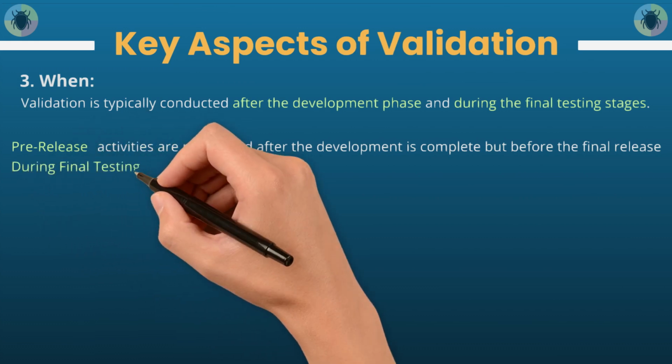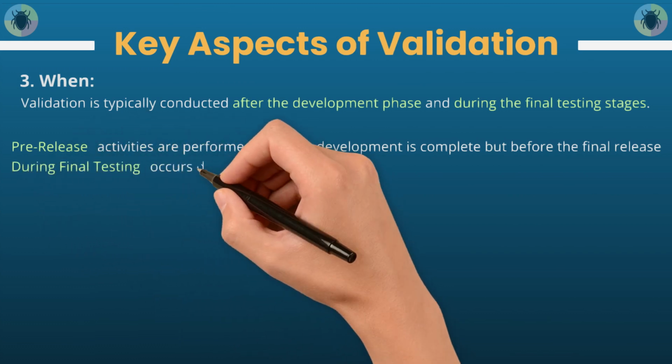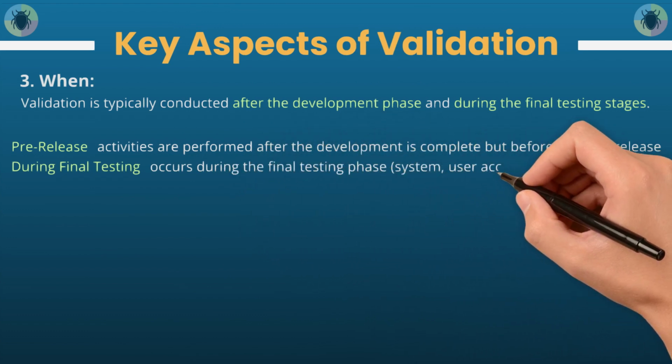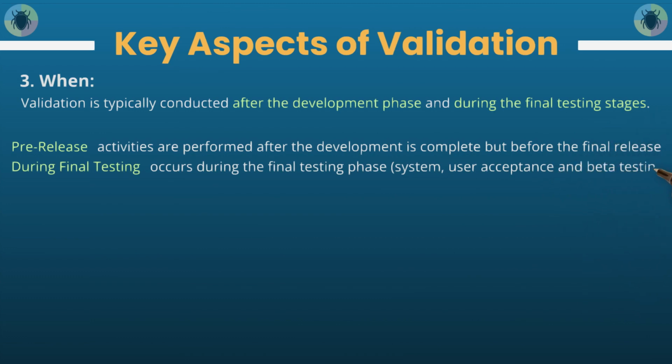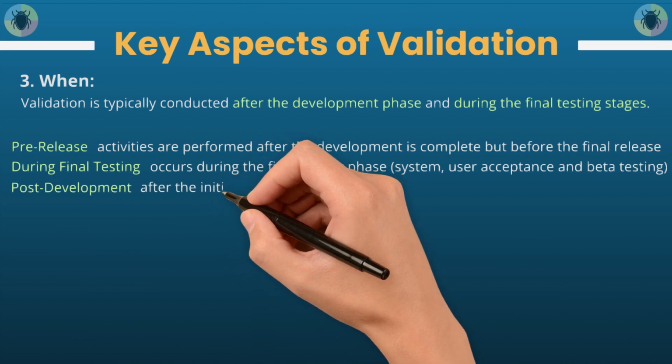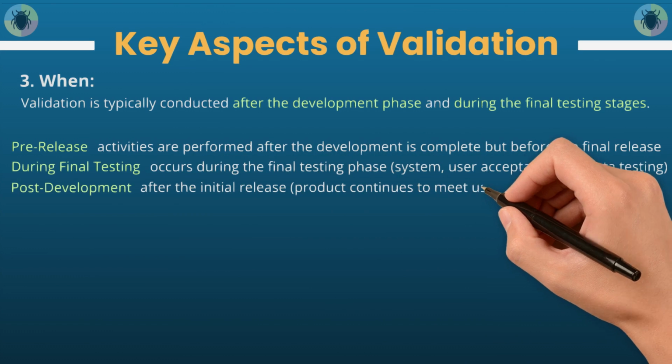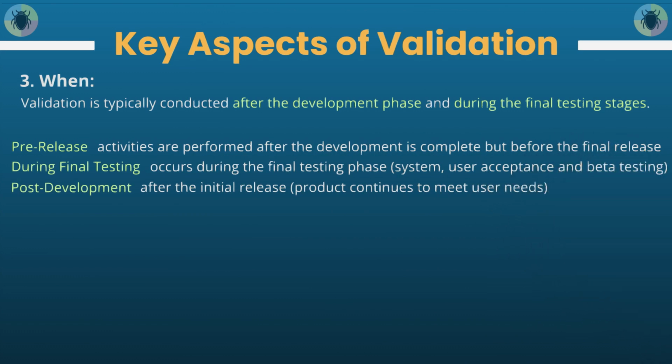During final testing. Validation occurs during the final testing phase, which includes system testing, user acceptance testing, and beta trials. This phase is crucial for identifying any remaining issues that could affect the product's usability and acceptance by end users. Post-development. Even after the initial release, ongoing validation may be necessary to ensure that the product continues to meet user needs as it evolves through updates and enhancements.